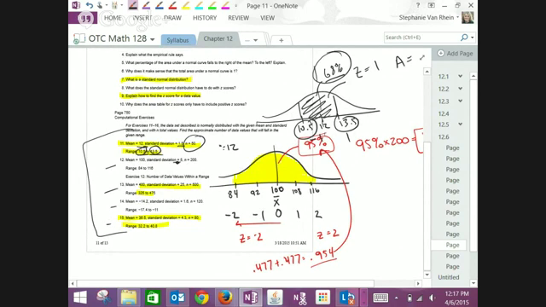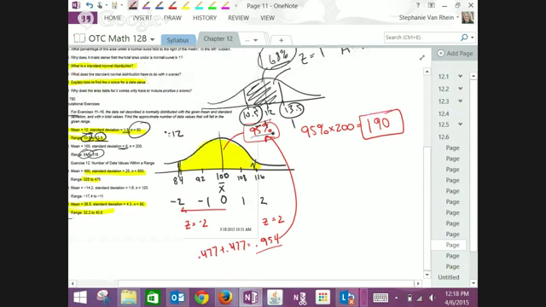Here, this is standard deviation of 8 to 16. That's actually 2 standard deviations. That's 95% of the data. So 95% of 200 would give you 190. 190 data points fall within the yellow range. So that means 10 fall outside of that.